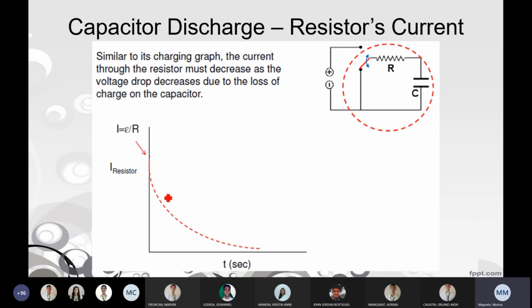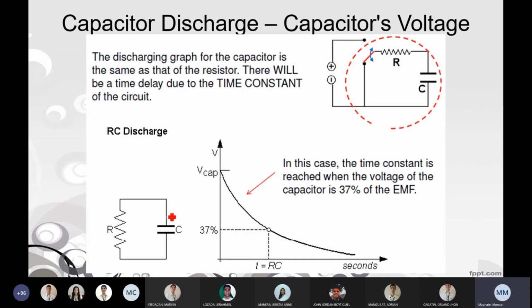Similar to its charging graph, the current through the resistor must decrease as the voltage drop decreases due to the loss of charge on the capacitor. Ayan, bababa din syempre yung current kapag bumaba yung ating voltage. Now, the discharging graph for the capacitor is the same as that of the resistor. There will be a time delay due to the time constant of the circuit.